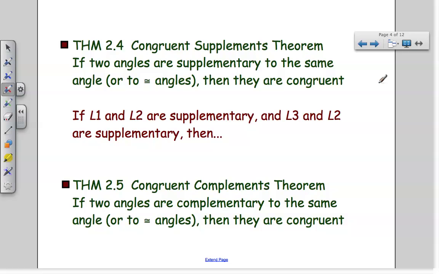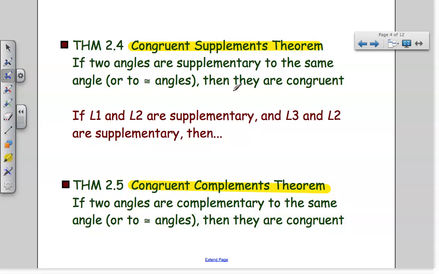Alright, these two theorems sound really complex, but when you understand them, they're not too bad. We have congruent supplements theorem and congruent complements theorem. First thing you have to remember is what the word supplements means and what the word complements means. Congruent supplements theorem says if two angles are supplemented to the same angle, then they are congruent. Or if two angles are supplementary to congruent angles, then they are congruent. Congruent complements theorem says a similar thing except dealing with two angles being complementary to the same angle, then they are congruent. And I have a little statement in the middle kind of to help explain this.